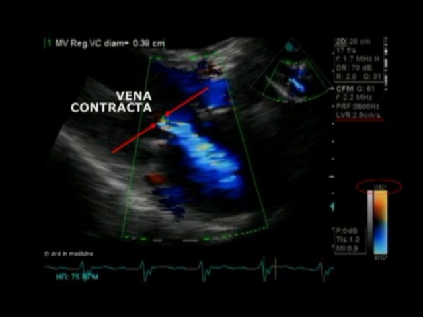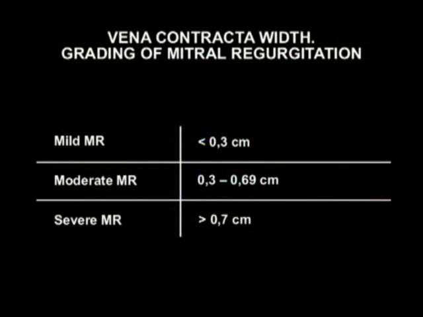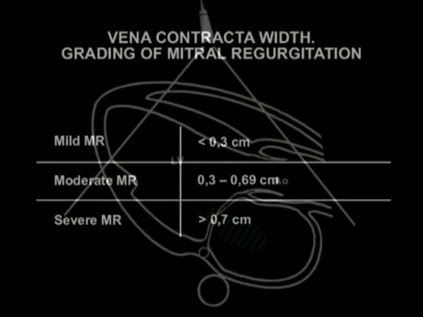A single vena contracta width measurement, however, is a two-dimensional snapshot across an elongated regurgitant orifice area. It is recommended to average vena contracta width over at least 3 beats and to use 2 orthogonal planes. A vena contracta width less than 0.3 centimeters indicates mild MR. A vena contracta width more than 0.7 centimeters indicates severe regurgitation. Vena contracta width measurements are not valid for assessing MR severity with multiple MR jets.